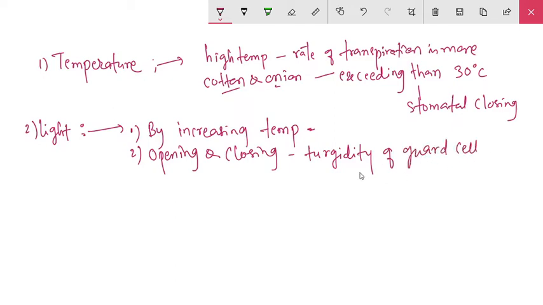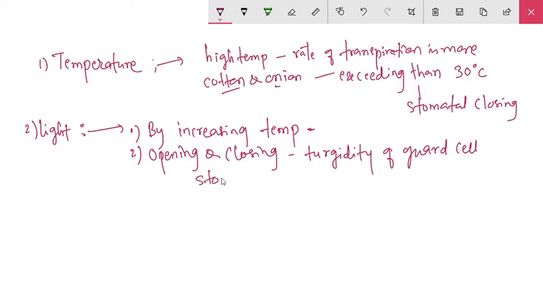Turgidity of the guard cell. We know that as the turgidity of the guard cell increases, it causes the opening of the stomata, and when there is a loss of turgidity, it causes the closing of the stomata. The stomata are normally open during the daylight.